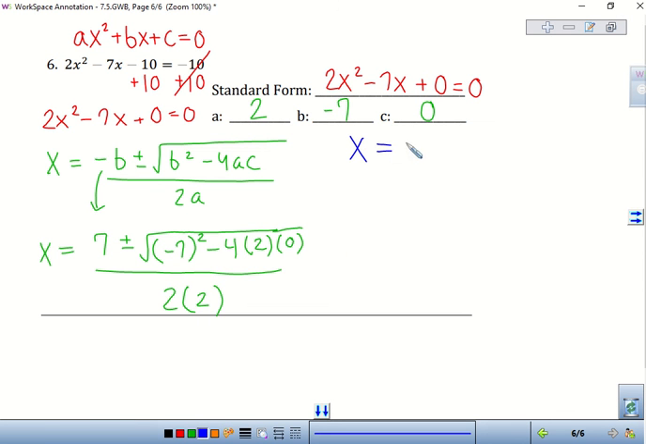So x equals 7 plus or minus square root of. What's -7 times -7? 49. Good. And what's -4 times 2? Negative 8. What's -8 times 0? 0. So that just becomes minus 0 all over 4. What is 49 minus 0? 49. What's the square root of 49? 7.